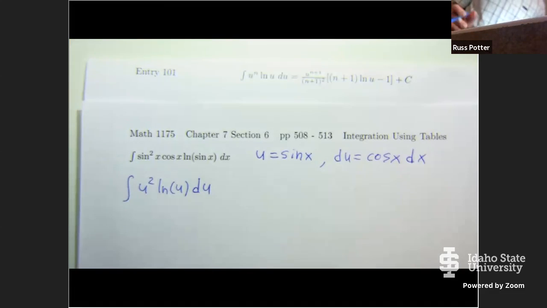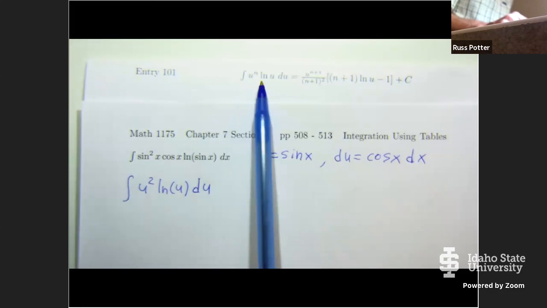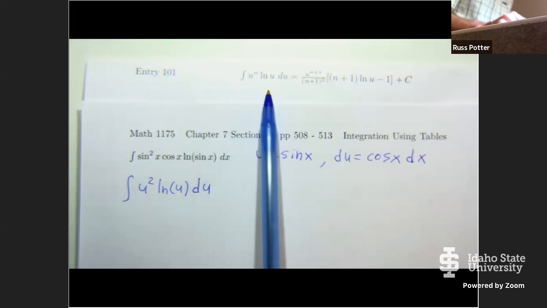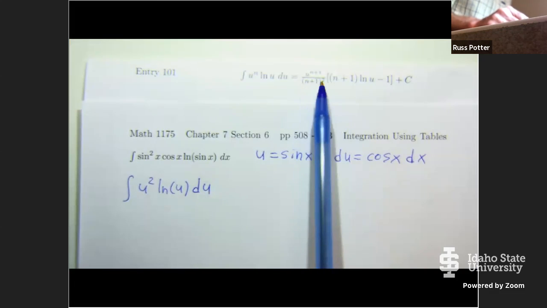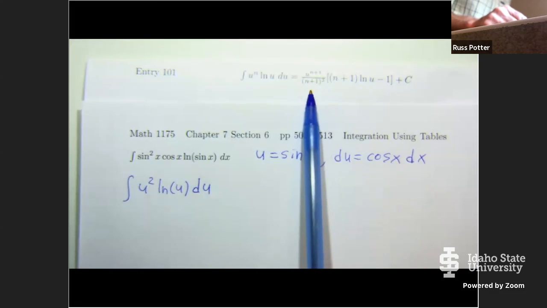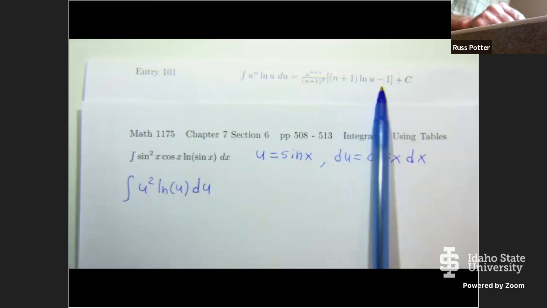Looks pretty thin up there. Can you read it from back there? Yeah, so this is the indefinite integral of u to the power n times the natural log of u du. So we get u to the n plus 1 divided by n plus 1 squared, times the quantity n plus 1 times the natural log of u minus 1.